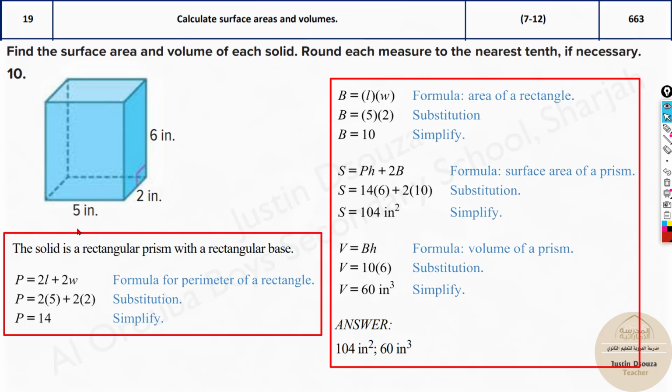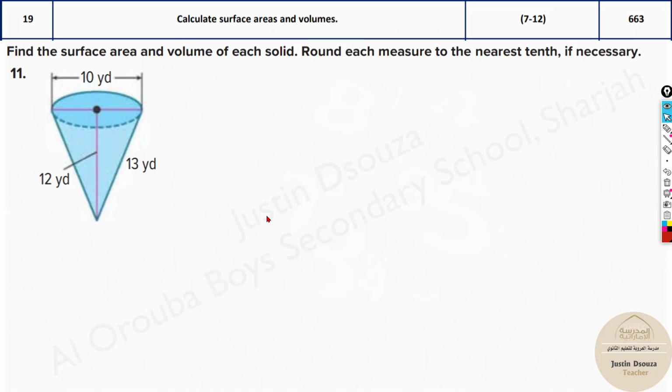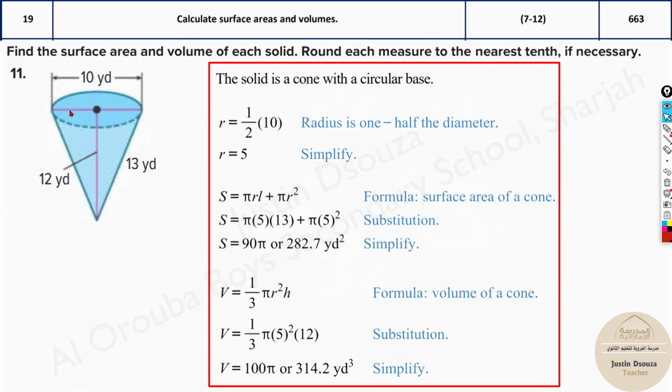Perimeter is given by 2 times length plus 2 times width. It is 2 times 5 plus 2 times 2. And then base is length into width, and then the surface area formula and the volume. Base into height, and the surface area is given by perimeter times height plus 2 times base. And here we have a cone. This is also having a circular base because cone always has a base of circle.